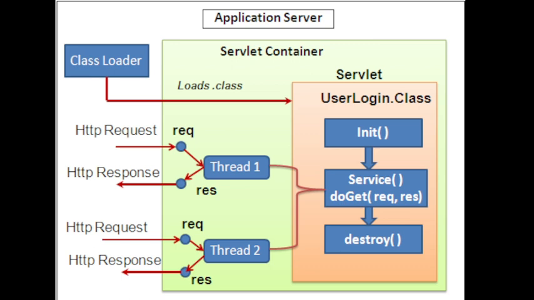So whenever the class gets loaded for the servlet, the HTTP request and the HTTP response methods will be working as the thread 1, and this will be the thread 2. So like this, there may be many requests and responses. The HTTP request and response will take care of the request and response objects.